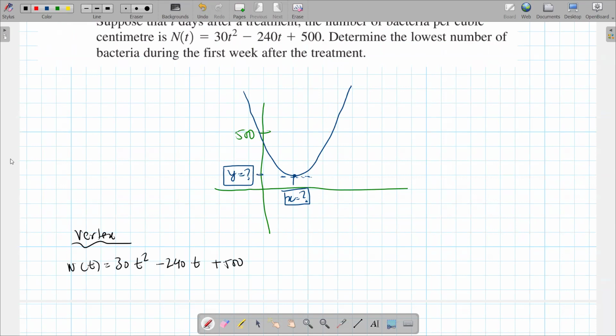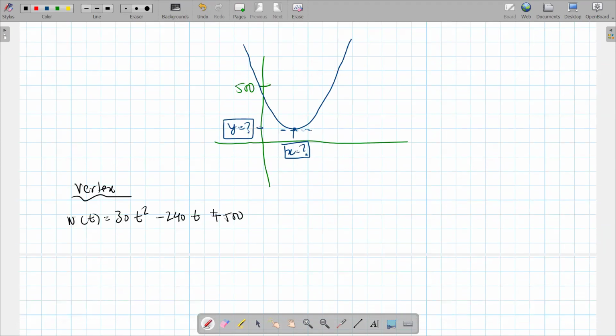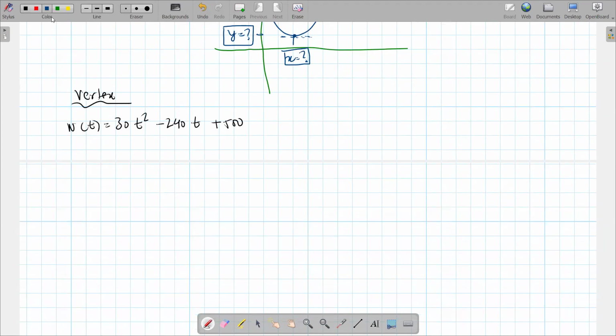Now, the x-intercept method doesn't work if it doesn't have any x-intercepts. Remember that? Because the vertex is in the middle of the two x-intercepts. So if it doesn't have an x-intercept, it is not going to work. So let's first check whether it has an x-intercept. Does it even have x-intercepts?